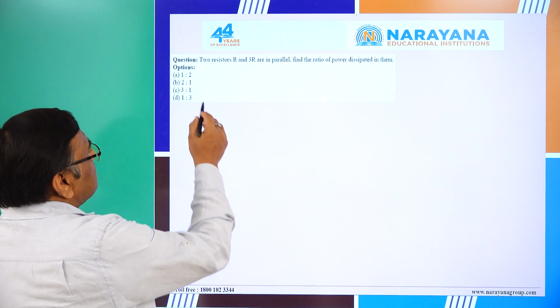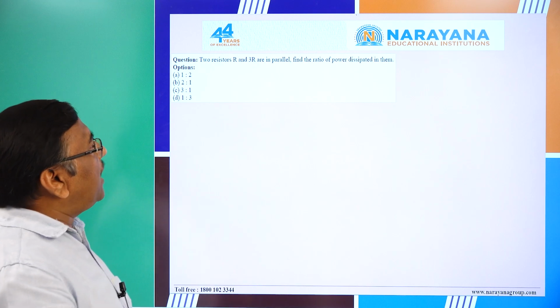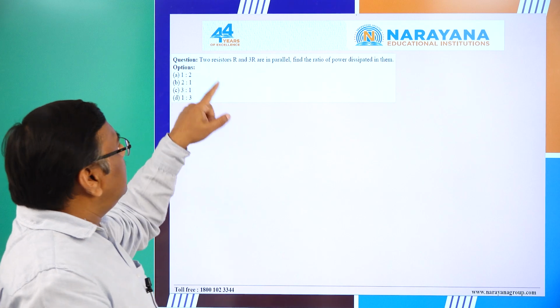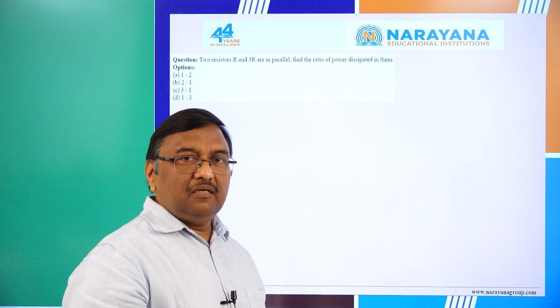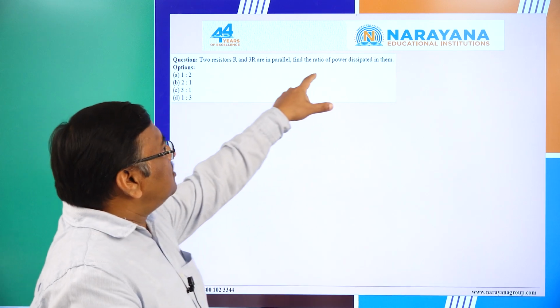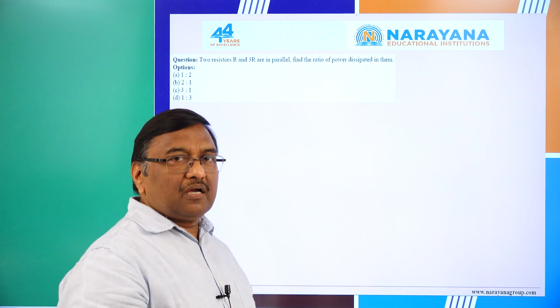See this question, they are saying two resistors R and 3R are in parallel. Find the ratio of power dissipated in them. It is the simplest question of your current electricity. But we should not get confused, because sometimes students just simply remember power is equal to I square R, or sometimes we write V square upon R.